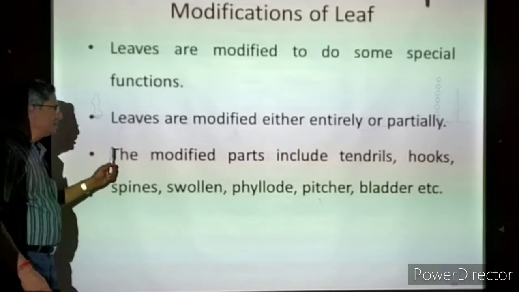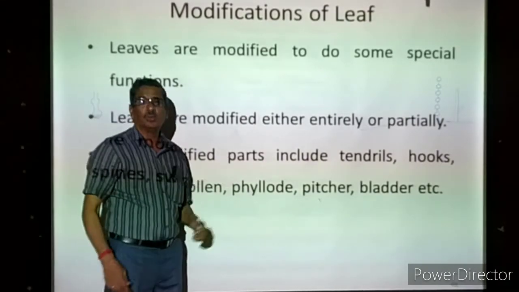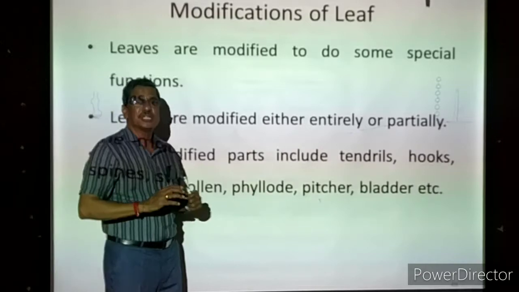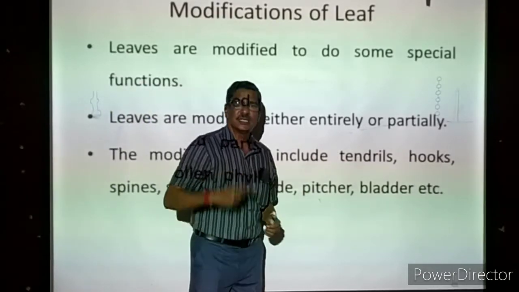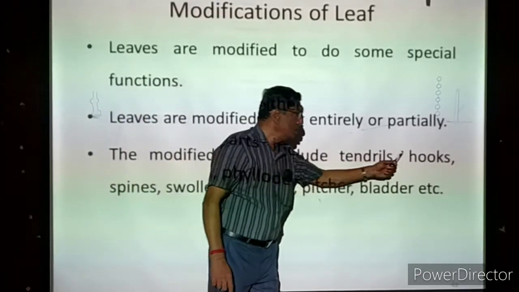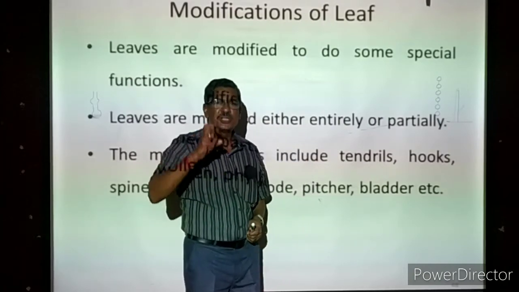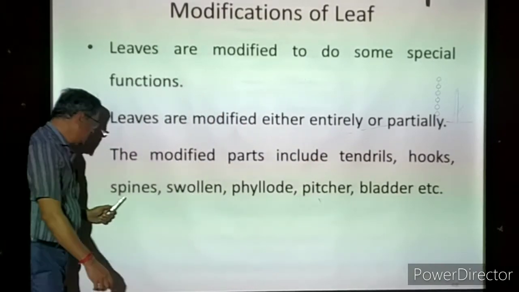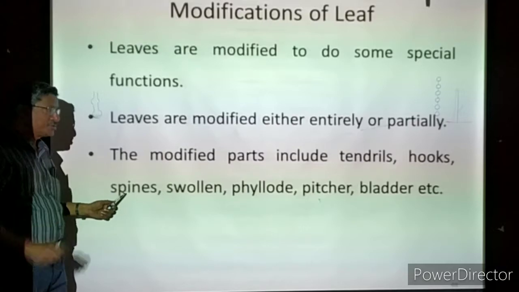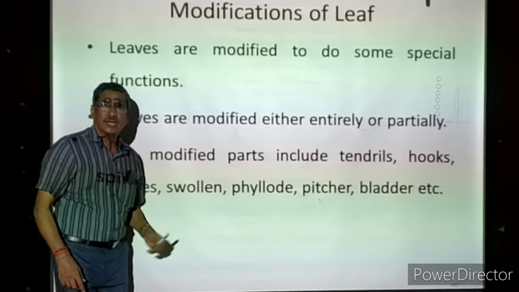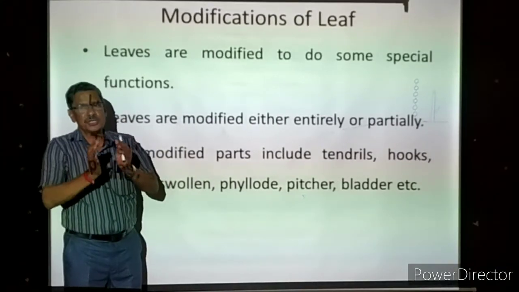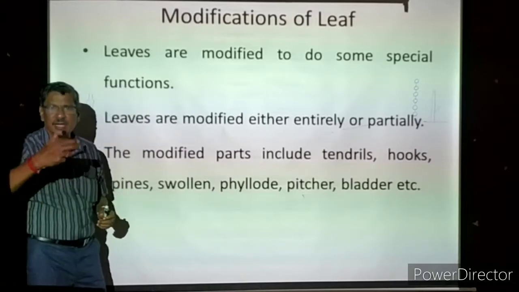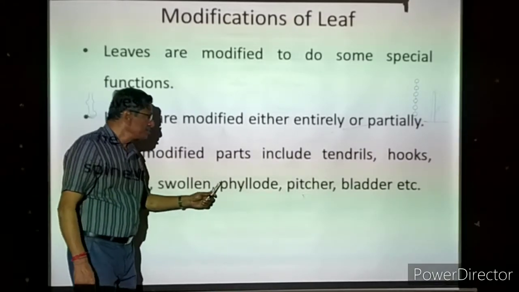Next, what are the modifications? We have to see what the special structures are. Tendrils, coiled spring-like structures. Hooks, some thorn-like structures which are curved. Next one is spines, that is, straight thorns will be there. Swollen, the leaves will be bulged, so that they are swollen, thicker, very, very thick.